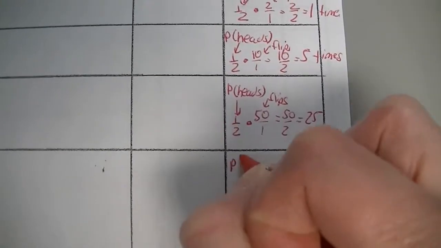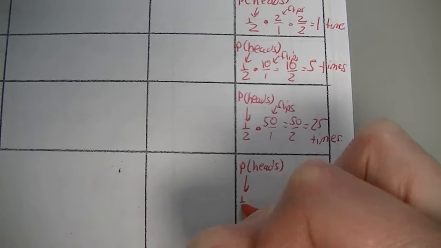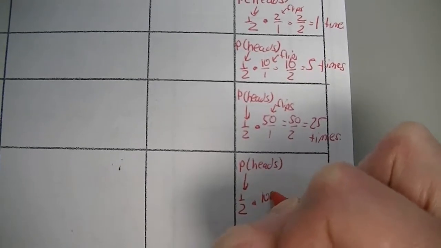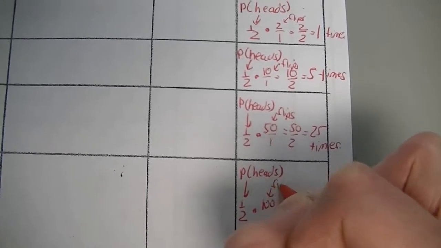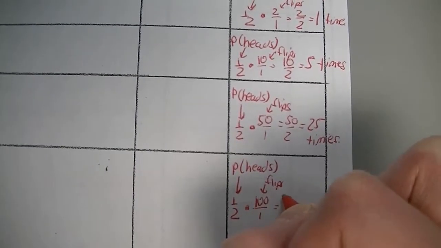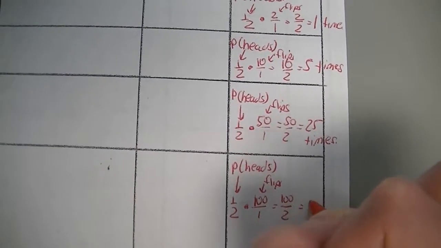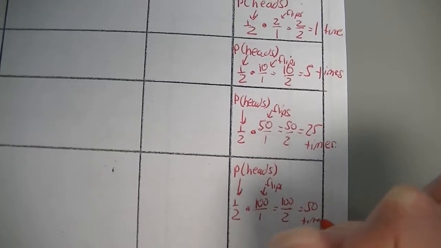Okay, this one right here, flip it 100 times. So probability landing on heads, again, is also 1/2. But this time we're flipping it 100 times. And I'm going to multiply straight across. 1 times 100 is 100. 2 times 1 is 2. 100 divided by 2 is 50 times.